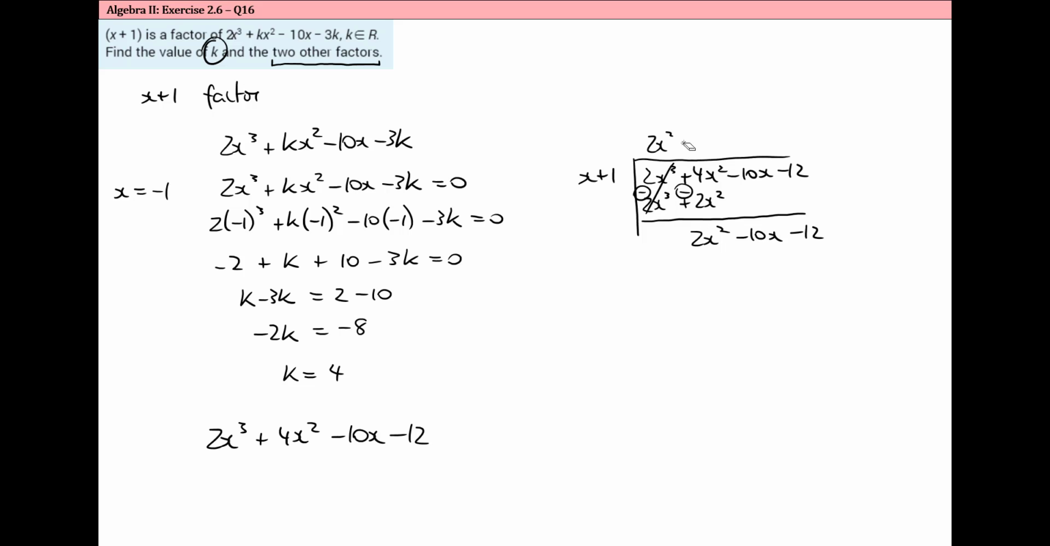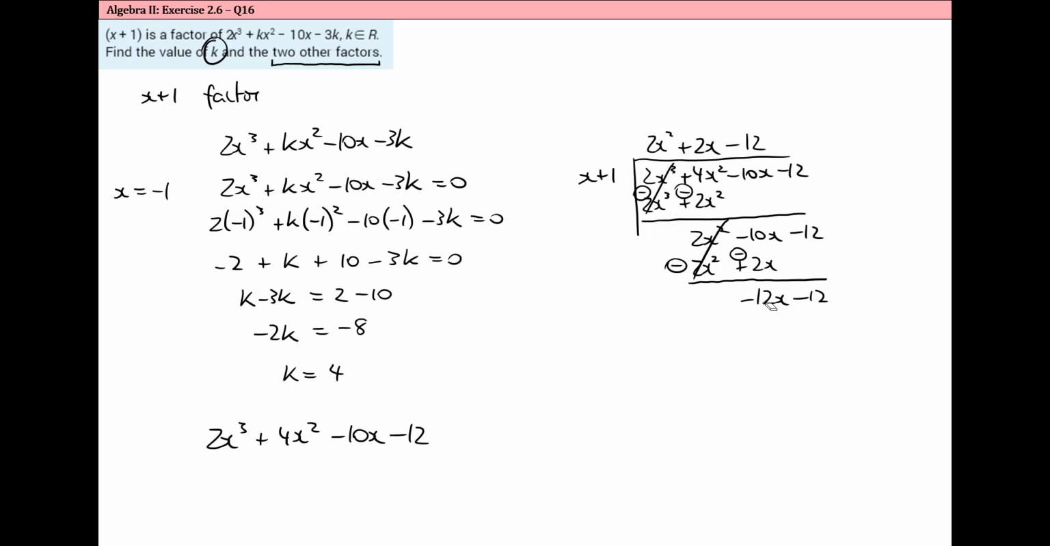X into 2x squared goes 2x times. 2x by x is 2x squared. 2x by 1 is plus 2x. Again, we'll draw a line underneath and subtract the bottom line from the top line by changing both the signs. First two terms cancel. We then have minus 10x minus 2x, which is minus 12x, and then we bring down the minus 12. X into minus 12x is minus 12.